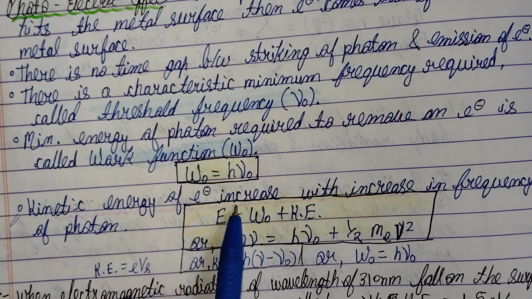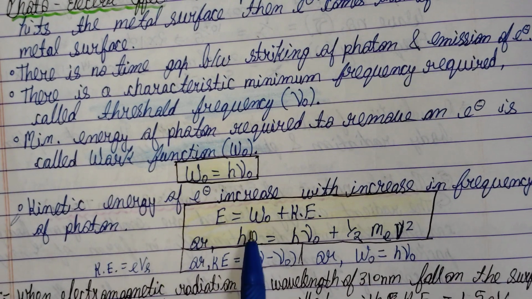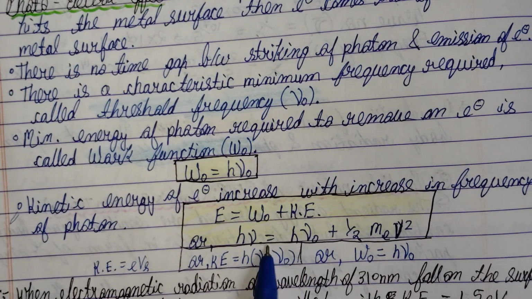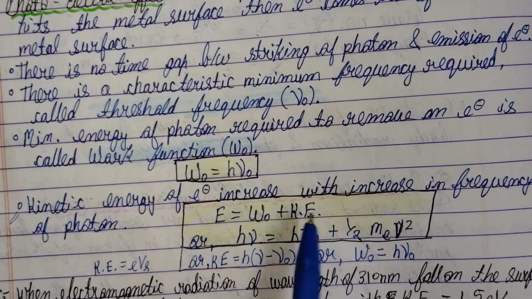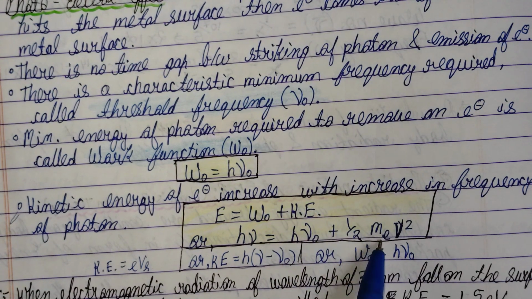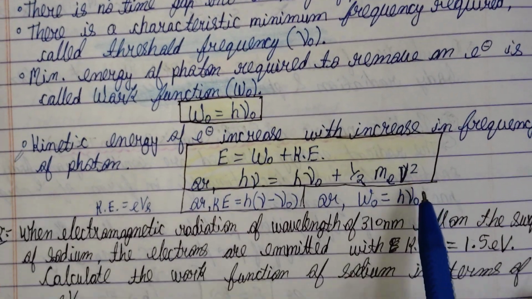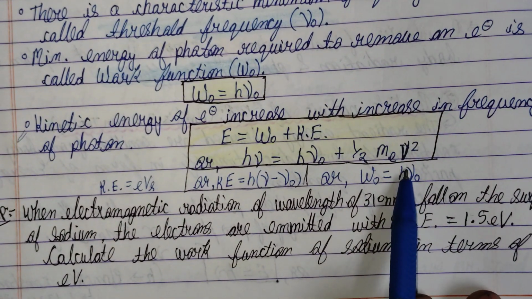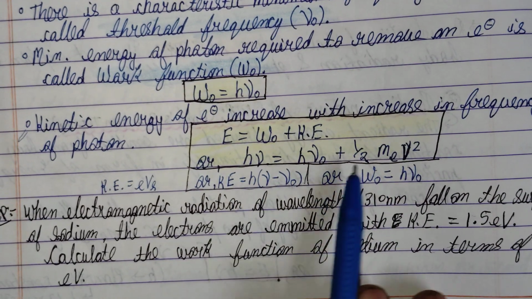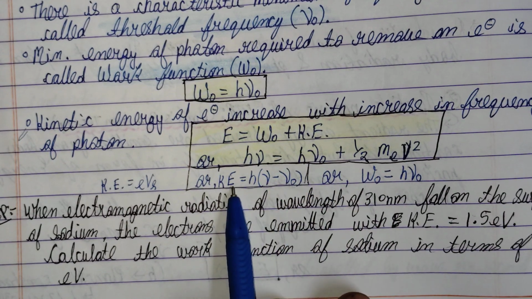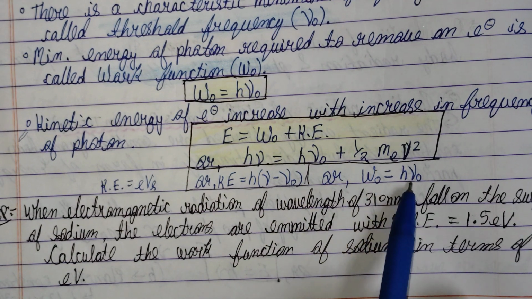Next, kinetic energy of electron increases with increase in frequency of photon. So E equal to W naught plus KE. E equal to h nu equal to h nu naught plus kinetic energy, whose formula is half m v square. So m is mass of electron because the electron is moving, and v is velocity. So taking common and transposing to the other side, kinetic energy equal to h into nu minus nu naught, or W naught equal to h nu naught.